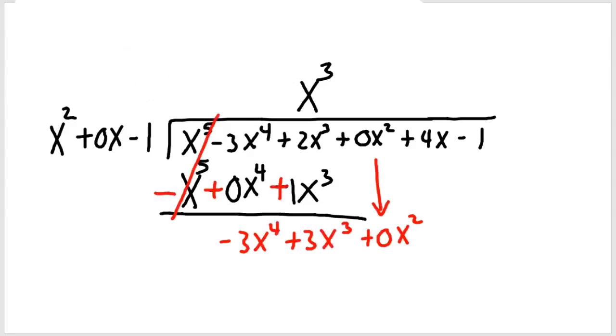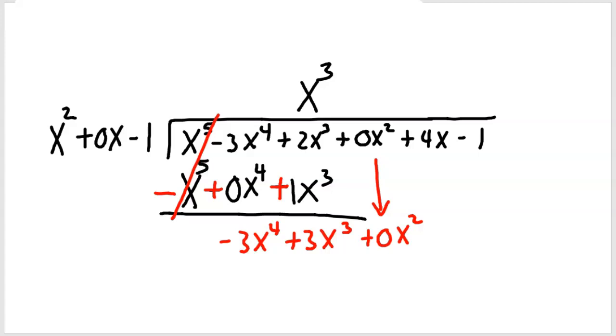Alright, so this is what you guys should have gotten for your next step. You should have changed all the signs in this row here, and then added straight down. The first term should have canceled, and all the other ones, when you combine them, would have ended up being negative 3x to the 4th plus 3x cubed plus 0x squared. Remember to bring down that next term, right? Alright, now the next thing that we do is what? Go ahead and pause the video and see if you could do the next step.